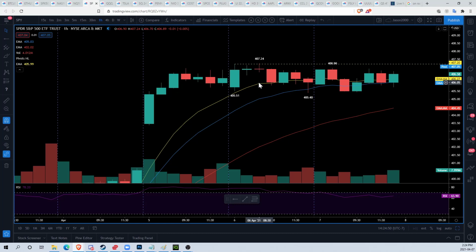And not only is that broadening formation resistance going to show you where you're going to pull back from, it's also going to show you where you're going to find support after breaking a low of day. Pretty cool, huh? All right, let's get started on that.